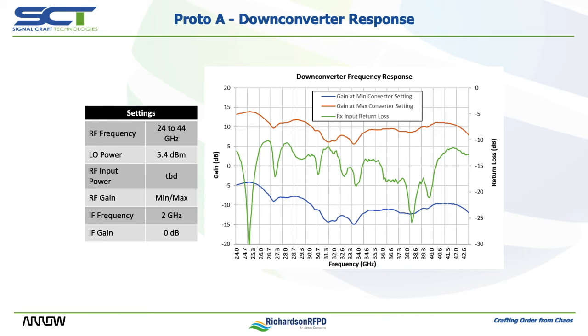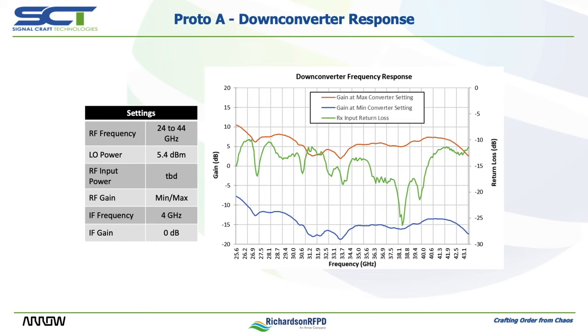Given that our IF is fixed, we can assume that the frequency responses of the orange and blue traces are dominated by the RF front-end and mixer stages. By varying the RF gain from minimum to maximum, we can also confirm that the converter is providing us with a specified 20 dB of attenuation range. Finally, we can also note that the millimeter wave input port is achieving better than -10 dB of return loss across the entire 24 to 44 GHz range.